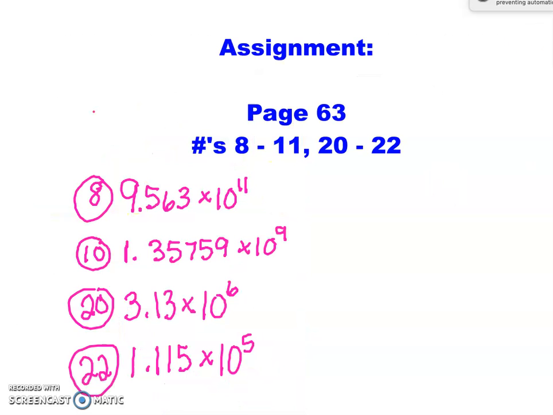Your assignment, page 63, numbers 8 through 11 and 20 through 22.